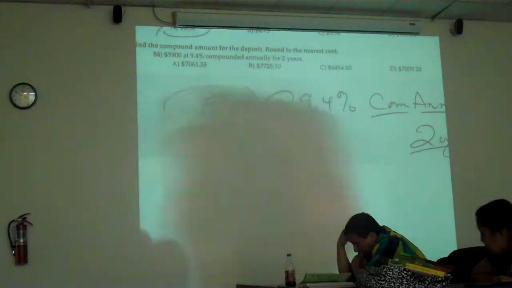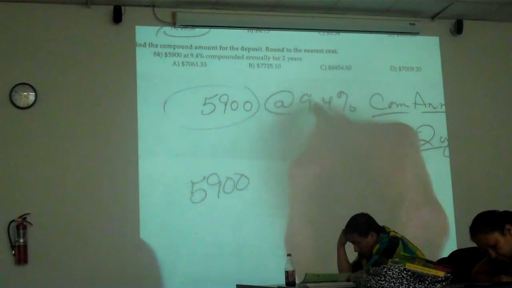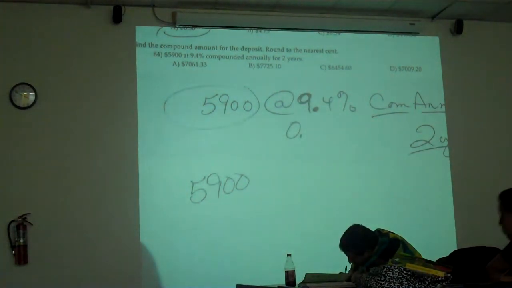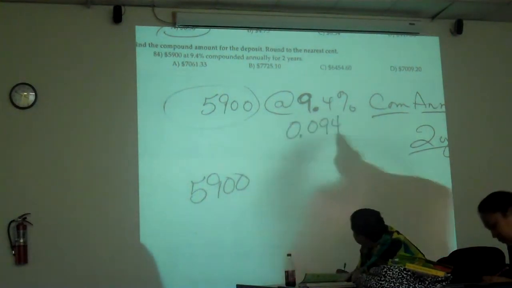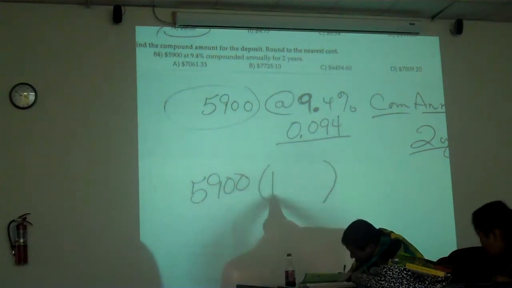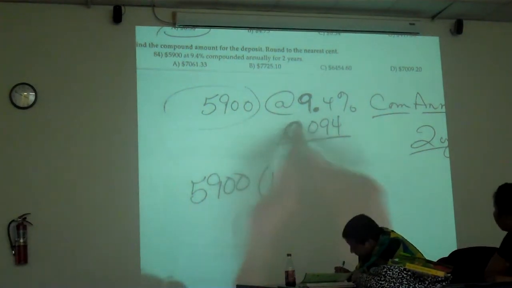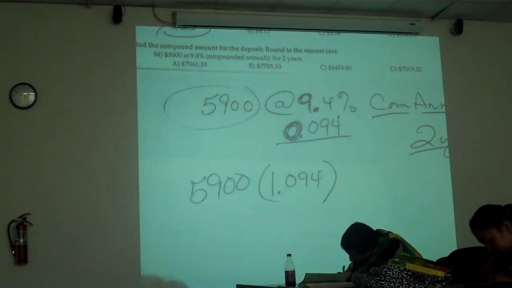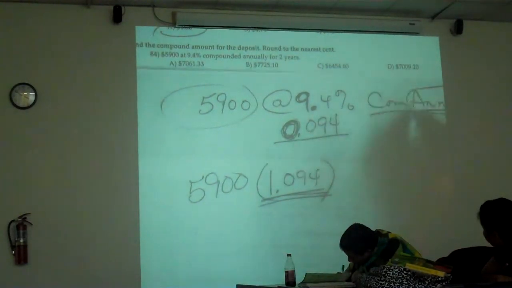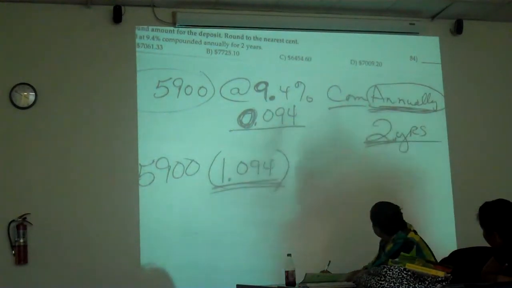Okay, principal, that part stays the same. Okay, the 9.4%, turning this to a decimal would be 0.094. We don't put that number here. What do we put? 1.094. We change this one to a 1. Okay, how many times do we put this here? This is annually. 2 times. Right, for every year. Annually for 2 years, so do it 2 times.